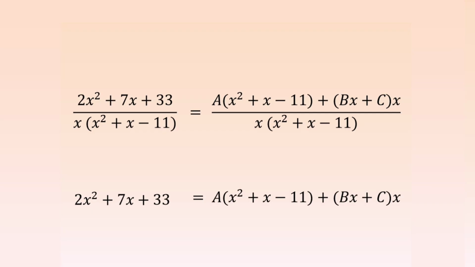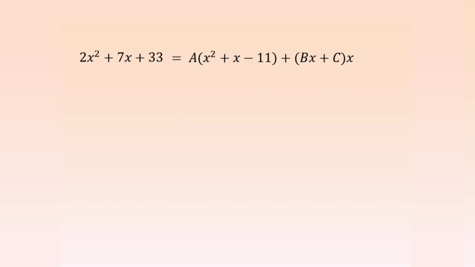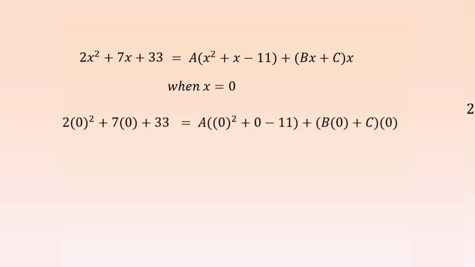So if I'm using the cover up, and I choose x to be zero and I substitute, you realize that bx plus c will go zero. Then I'll have my a there. When x is 0, we can substitute the zeros. At the left side, 2 multiplying 0 squared plus 7 times 0 gives us 0 plus 33. And at the right side, the bx plus c part will be 0.